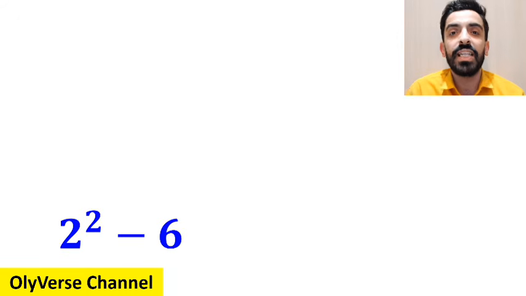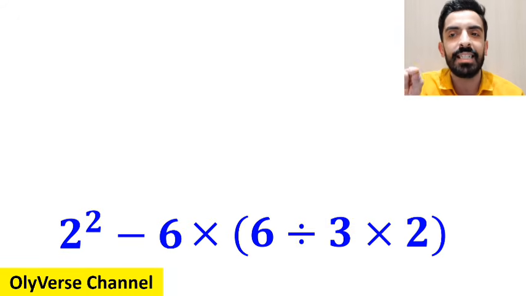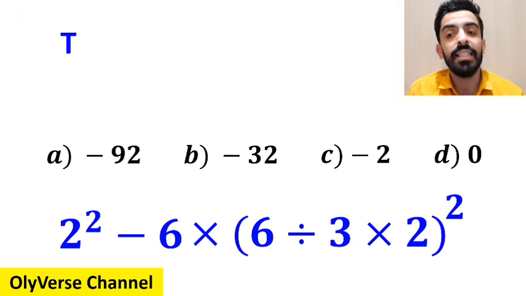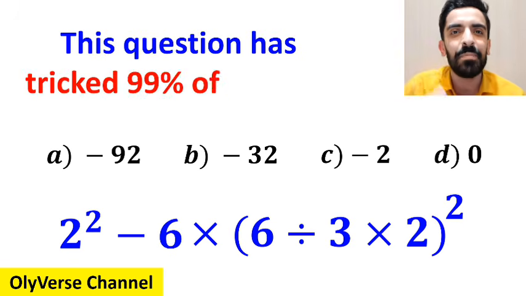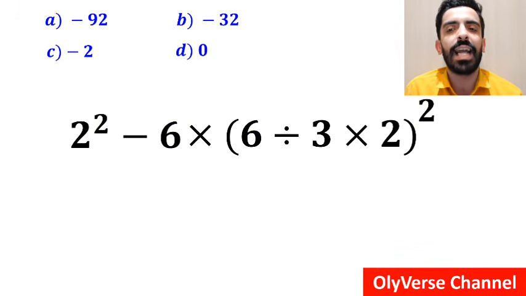What is the value of the expression 2 squared minus 6 times open parenthesis 6 divided by 3 times 2 close parenthesis and all squared? Which option do you think is the correct answer to this question? This expression has tricked 99% of people. Let's dive in and break it down step by step together.